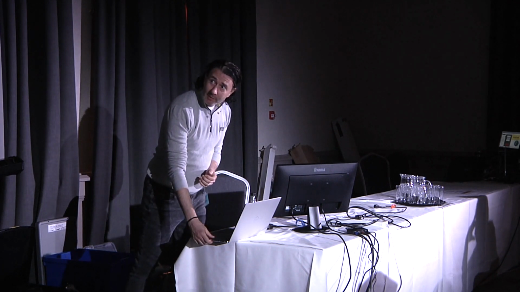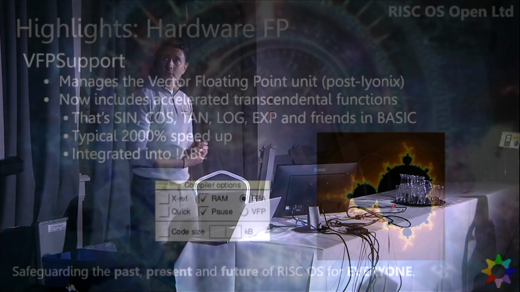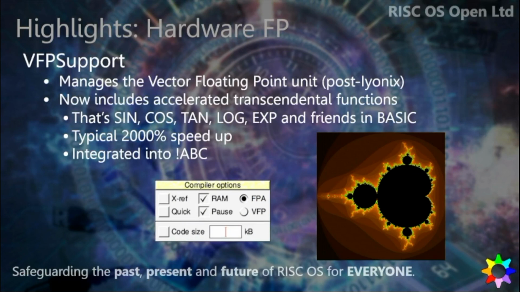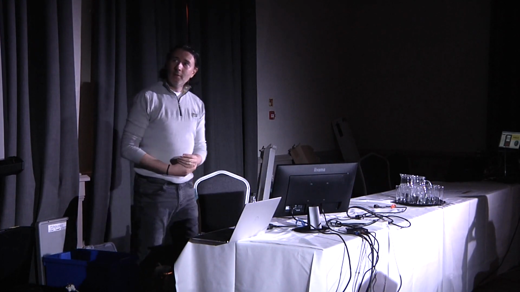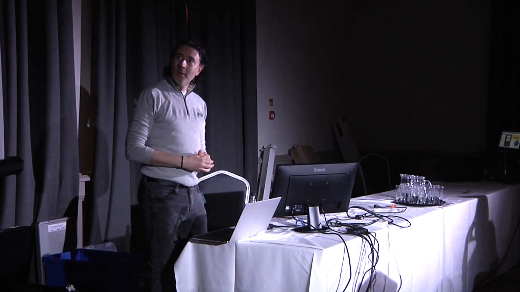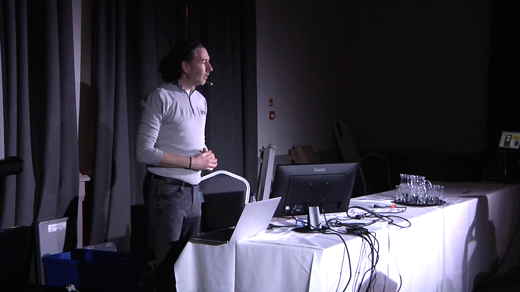There's a few performance improvements as well. So there's a module called VFP support, and that makes use of some parts of the processor in modern chips. Anything post-Ionics, pretty much, will have a vector floating point unit. And that means rather than software having to do maths the hard way, it can just call that piece of dedicated hardware and do difficult computations. And typically that makes a massive boost for programs that make heavy use of these types of maths functions. For example, this fractal drawing program was about 2,000% faster, so 20 times faster.